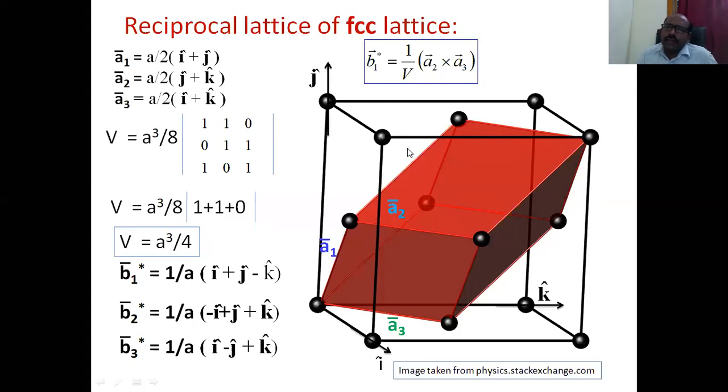It is a conventional unit cell. As we have read just before, a conventional FCC lattice is equivalent to four primitive unit cells. Here these are the corner atoms, totally corner atoms are there. Then the face centers, six face centers.